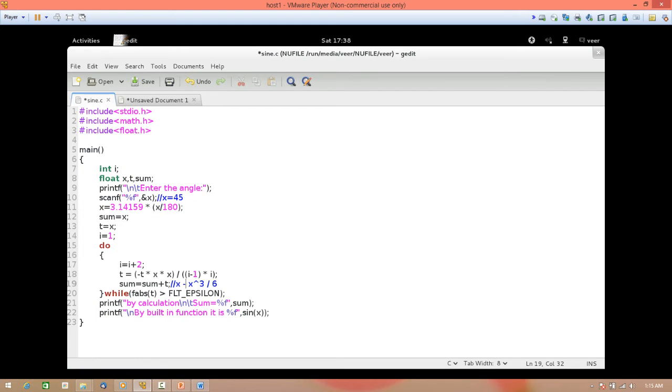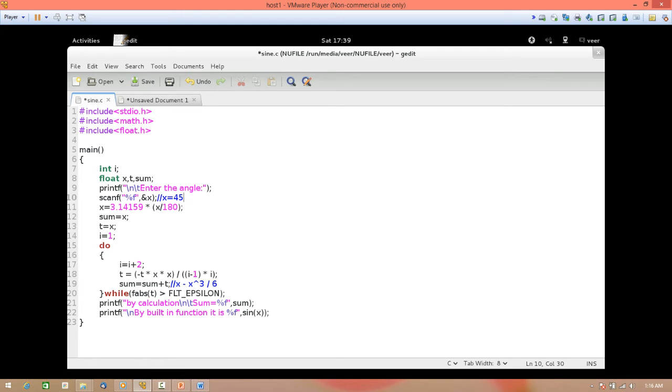So here we have the program. The requirements for this program: we have i representing the ith value. Then we have x, which will be acting as an angle for the sine series. As we know, we are evaluating this sine series for a particular value of x. x is nothing but an angle. Then we have t representing the terms, then sum, which would be holding the final sum of the terms of the series.